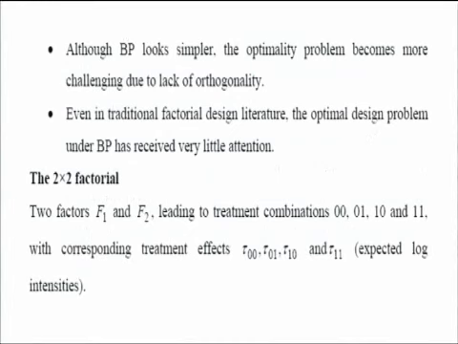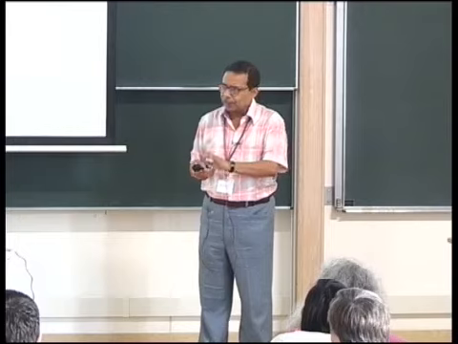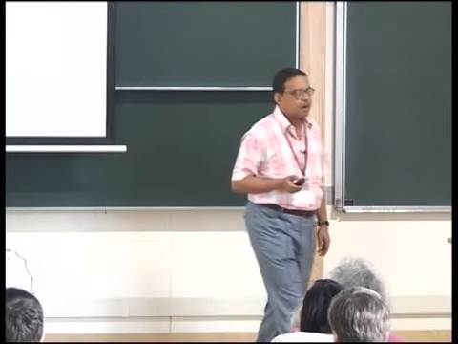Now, one point I must add here, that the baseline parameterization looks simpler, but mathematically it is harder to handle compared to the orthogonal parameterization. The reason is the basic entities of interest are themselves non-orthogonal. So, we cannot use tools of orthogonality, and as a result, even in the traditional factorial design literature, almost nothing is known under the baseline parameterization.